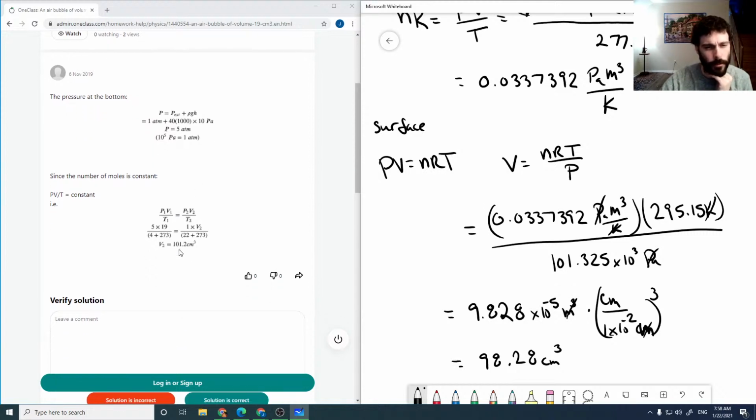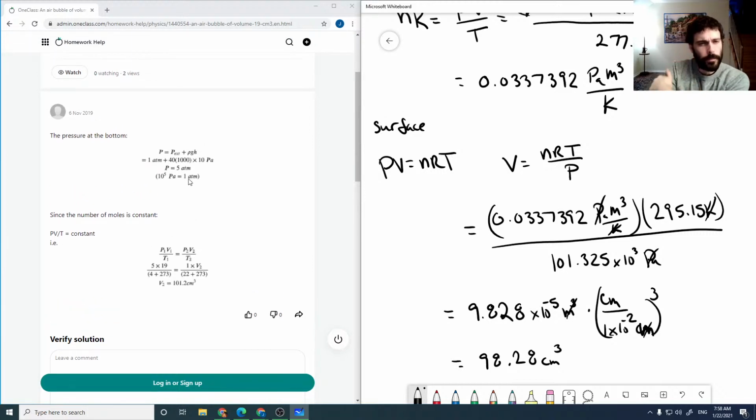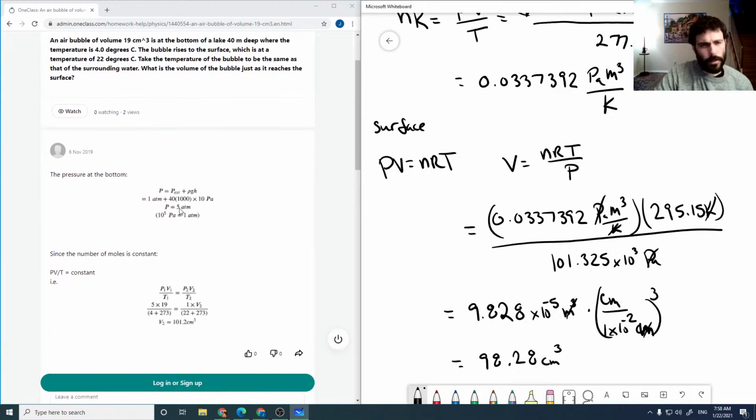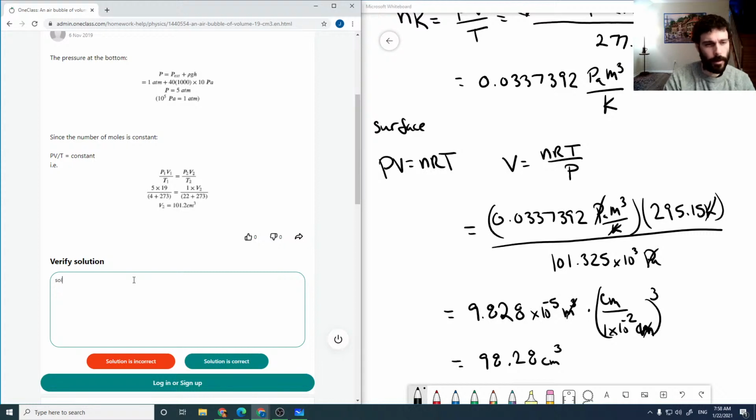So the volume they solved was 101. I presume that's just differences in, so their temperature was they added 273, not 273.15, so that's going to change some things. They also use 10 to the 5 pascals equals an atmosphere, which is not quite right. They just use 5 atmospheres, so a lot of rounding differences there, but I think for the most part it's correct.